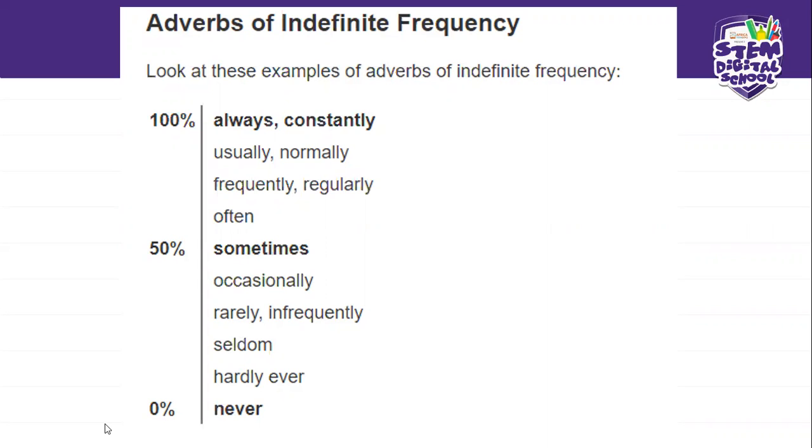And somewhere between 0% and 50%, we have hardly ever. Hardly ever is nearly never. It's nearly 0% chance, but there is that little chance of it happening. Then as we go up a bit, we have seldom. Hardly ever could be about 10% of the chance, and seldom about 20%, as in I seldom do this. Then we have rarely or infrequently, which means that something happens, but you can never really tell how often. That is more or less 30%.